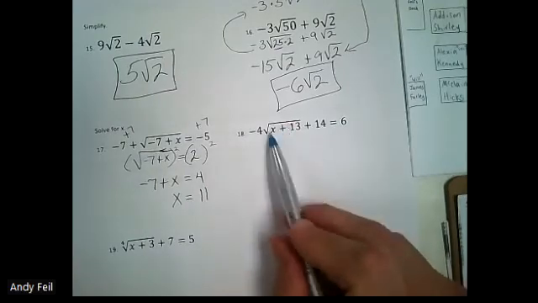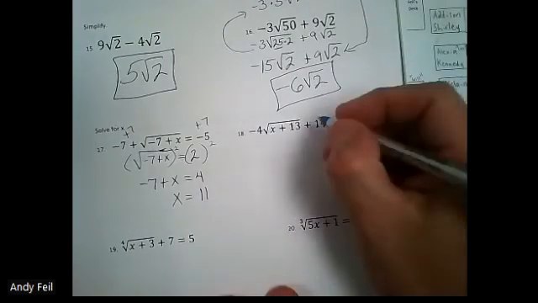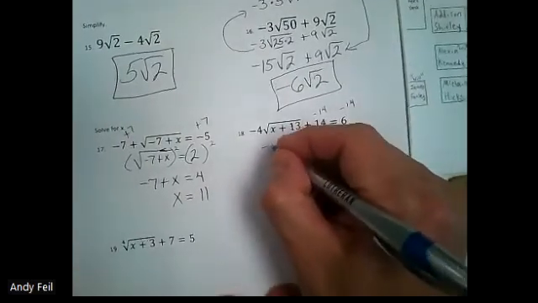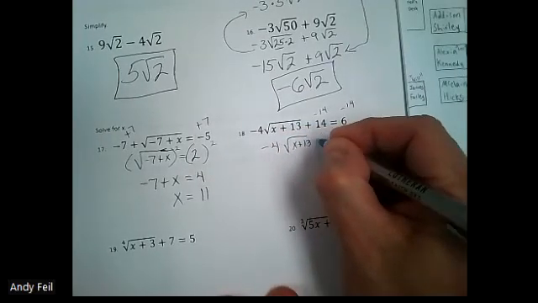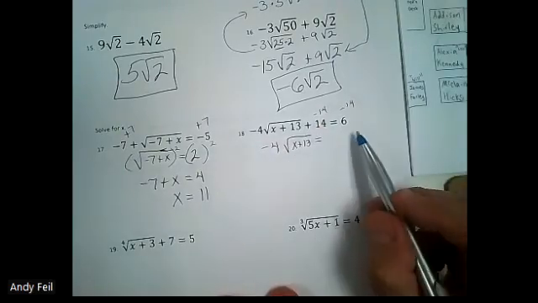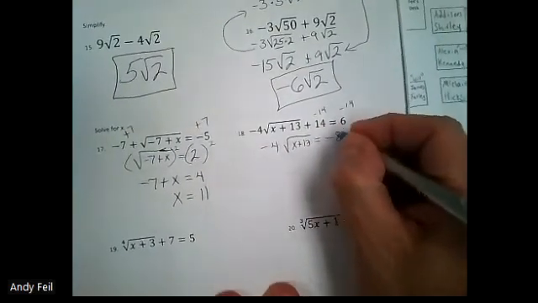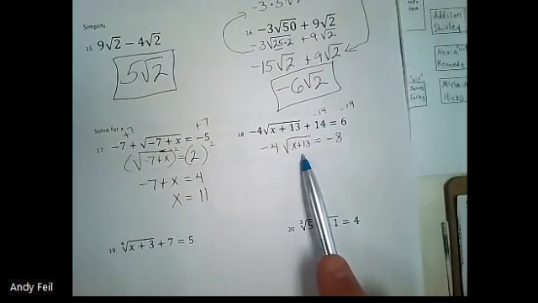All right, let's try to do this one. What should I get rid of first, the 14 or the negative 4? 14. Good. Subtract it from both sides. I get negative 4 and the square root of x plus 13. Don't be afraid to write things down. What is 6 minus 14? Negative 8. Now, should I stop right here and say no solution? No. But we've got a square root equal to a negative.